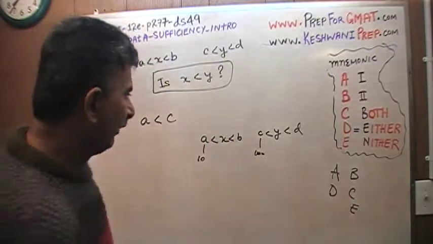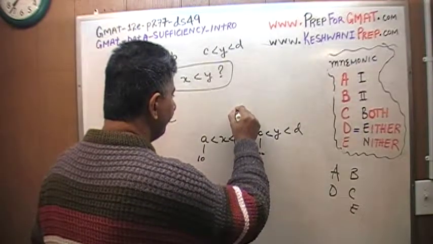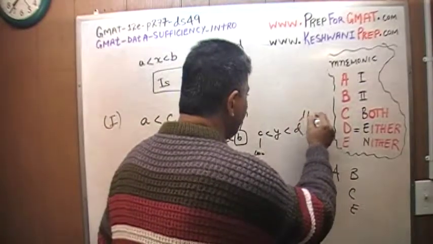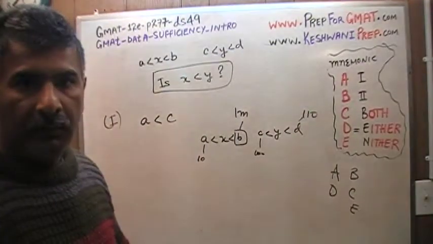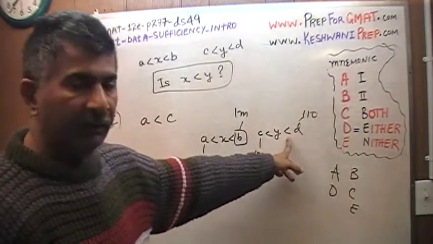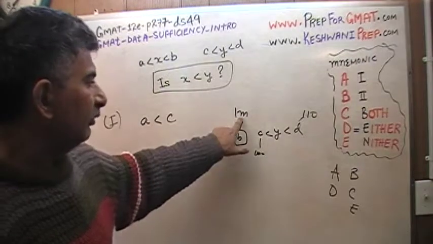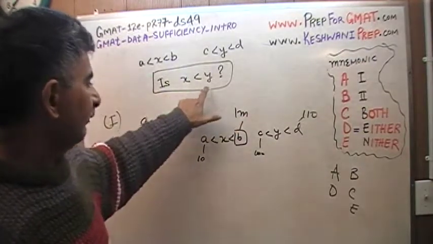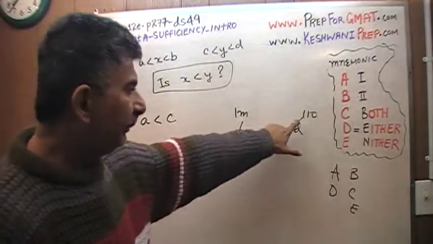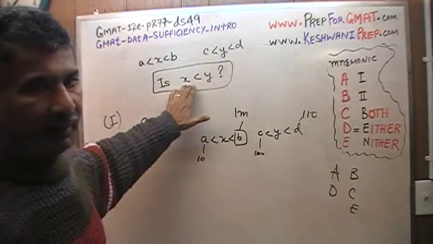But then watch what happens. What if the upper limit b is 1,000,000 and the upper limit on d is only 110? So the highest that d can be, since there's not even an equal sign, has to be something less than 110, but x can be something very close to 1,000,000. So we cannot tell if x is less than y based on the lower limit. We need to know something about the upper limit. Knowing the lower limit does nothing at all in determining whether x is less than y.